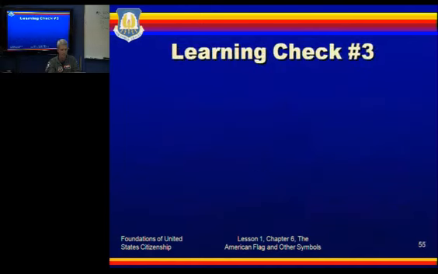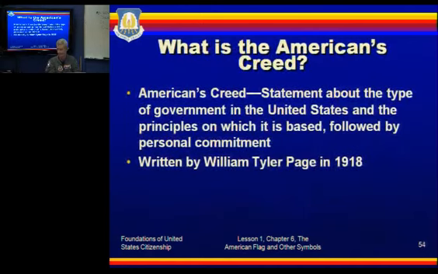American's Creed. Has anybody ever heard of that? Cadet Haslam, come up here and stand in front of the camera and read us the American's Creed. Actually, you can stand behind me so everybody can see you. And I bet you've never read the American's Creed before. Everybody turn to page 275 and look at that.